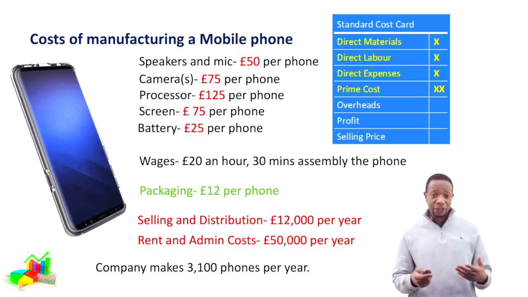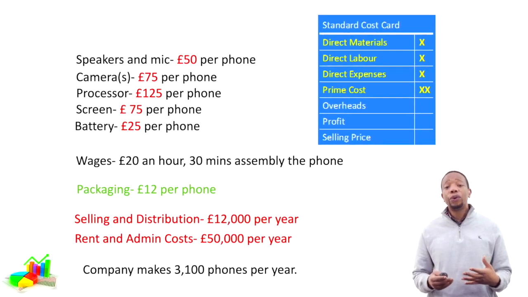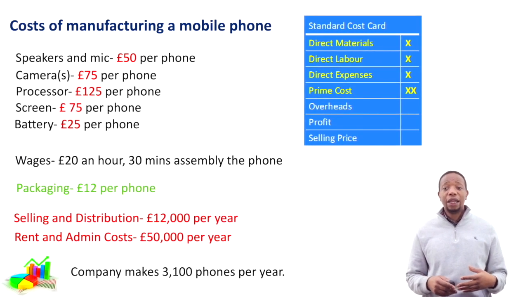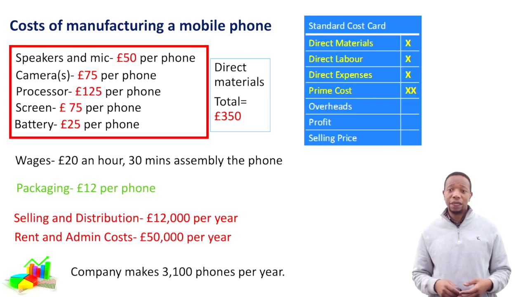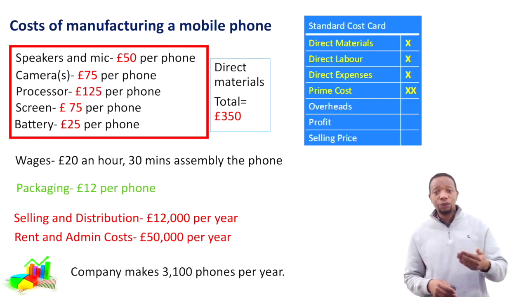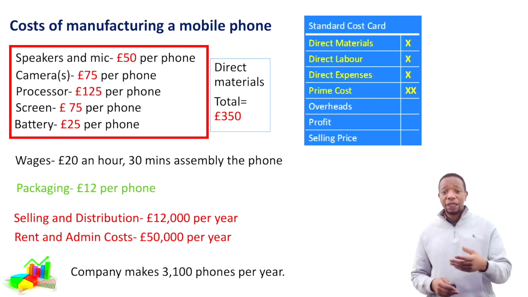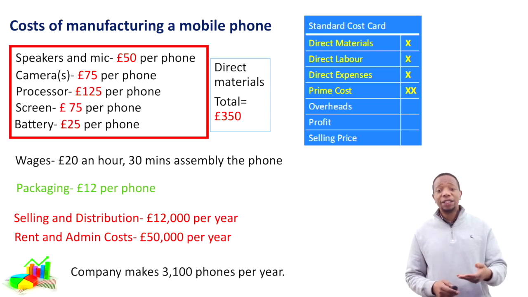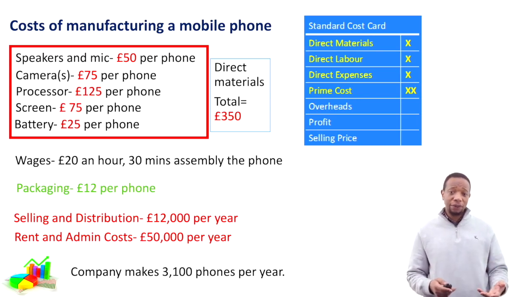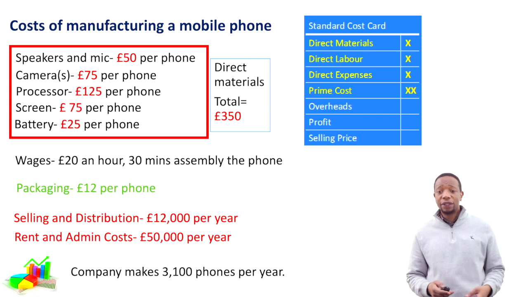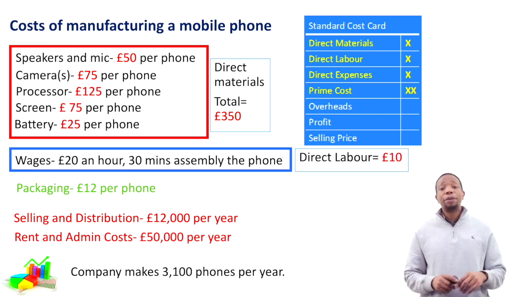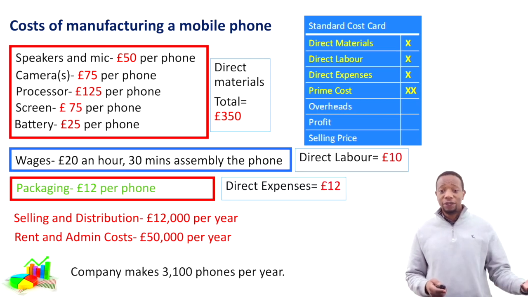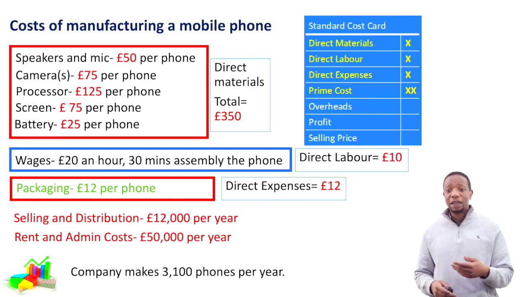So when we prepare our standard cost card, what we then look at is we would take our direct materials to go into the standard cost card. So I just added all those direct materials that we knew. They came up to 350. The wages, the person was working £20 an hour and they were working for 30 minutes. So that's £10. Your packaging, it was given as £12 per phone. And then your selling and distribution, 12,000. And then your rent and admin, 50.